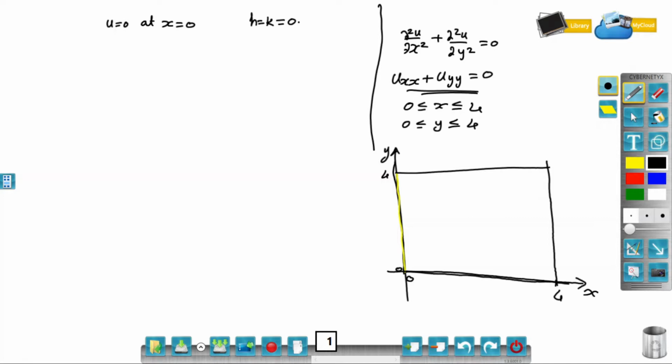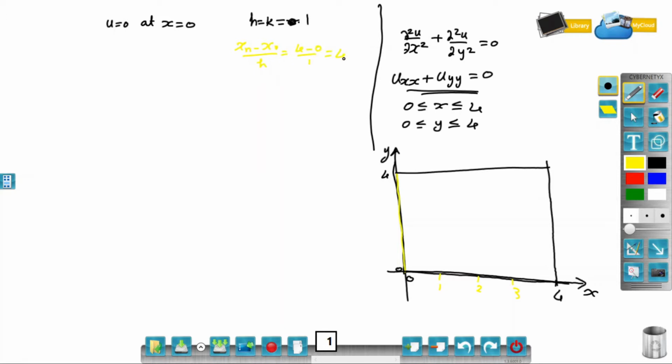Here the range is from 0 to 4, so we can take 1. So h = k = 1. The period of x is 1, so 0 is the first point. The next point of x is 1, the next is 2, the next is 3, then the last point is 4. So 0, 1, 2, 3, 4 are the x points. You can see that h is equal to 1. Then (x_n − x_0)/h is (4 − 0)/1, that is 4.